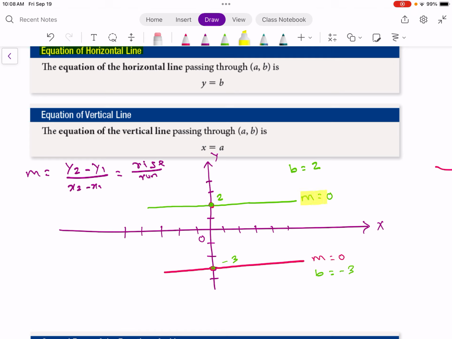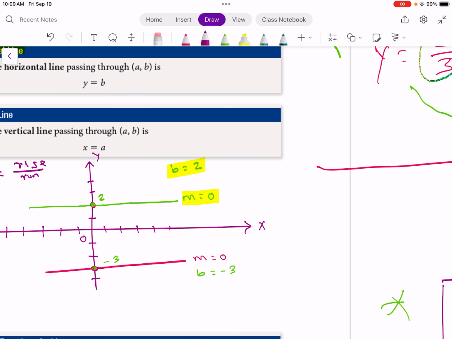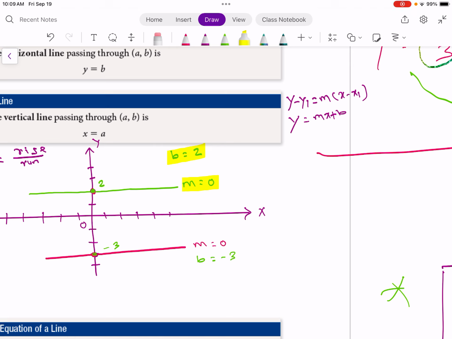Now we know the slope of the line, and we know the y-intercept. Which form do we use to find the equation of a line? We have two options. Every time you are finding the equation of a line, you have two options. One is point slope form, that is y minus y1 equals m times x minus x1. The next is slope intercept form, which is y equals mx plus b. Now which form do we use here to find the equation of the line?